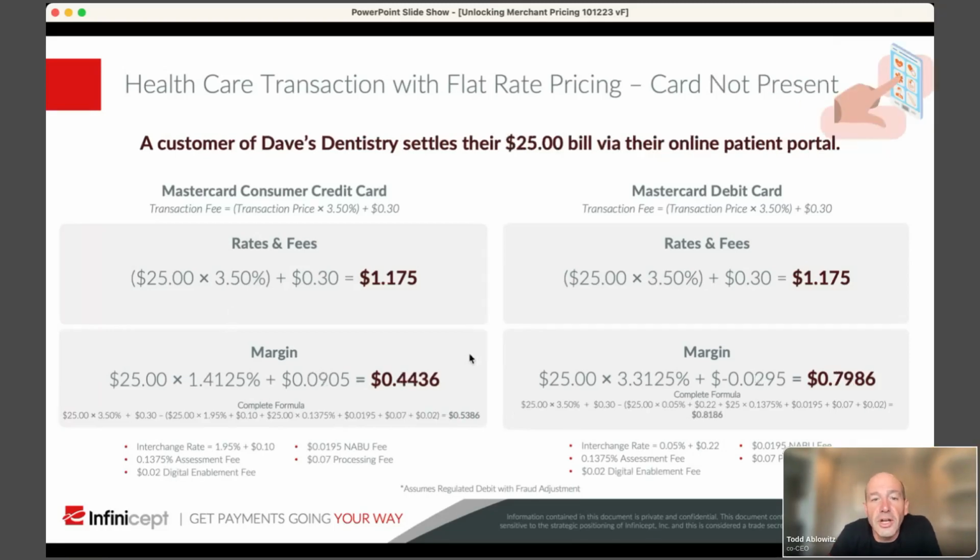On the next page, you look at card not present. If it's a flat price and they're paying the same for card present versus card not present, you can see that the margin's less, even though the pricing is the same.